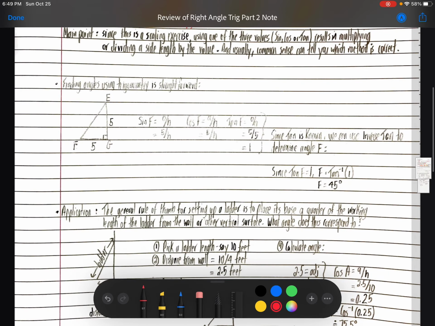The next question deals with using trig to find an angle, and it's pretty straightforward. So let's say we were trying to find this angle here, f. And well, we know that this is the opposite side because it's opposite the angle that we're looking for. And we know that this is the hypotenuse, which means this here has to be the adjacent.